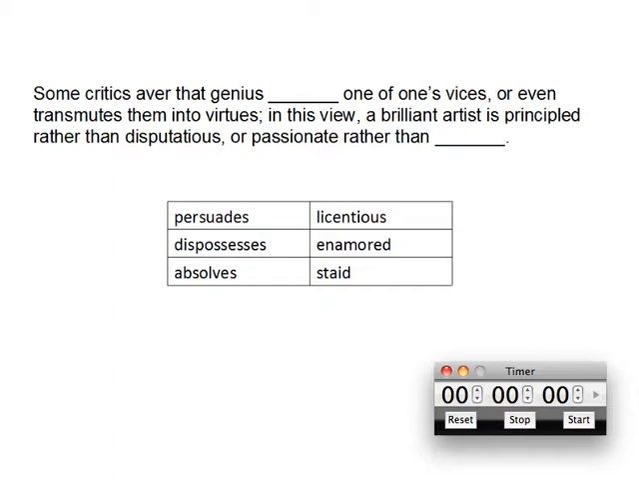So, genius does something to your vices, or even transmutes them. Here, very important that we recognize the pronoun them is referring to vices. So transmutes them into virtues. That's the biggest clue we have here. Even transmutes them into virtues. So making something good of my vices. So genius must be doing something to my vices, even making them virtues.